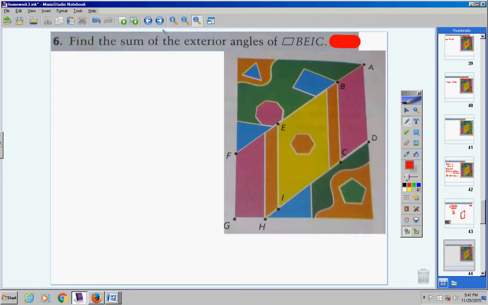Alright, number 6. Find the sum of the exterior angles of BEIC. Now, I'll go ahead and highlight BEIC, but it's really not necessary.